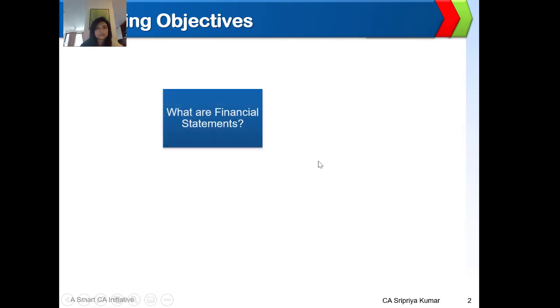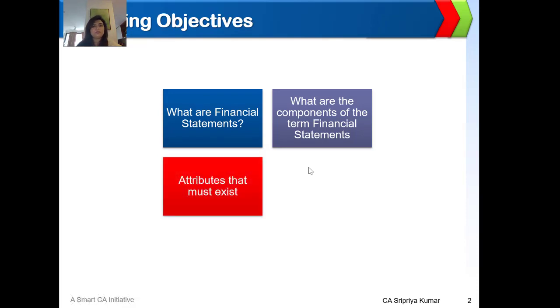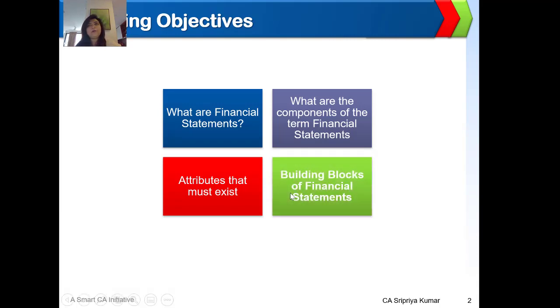The learning objectives of this segment are going to be: what are financial statements? What are the components of the term financial statements? What are the attributes or the qualities that must exist in any financial statement for it to be useful to a reader? And how exactly do financial statements happen?